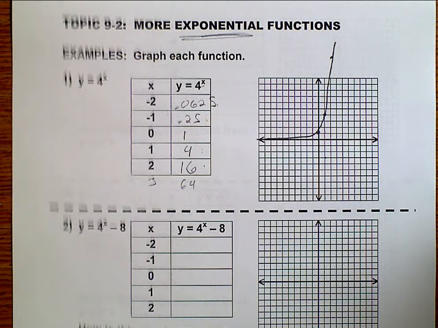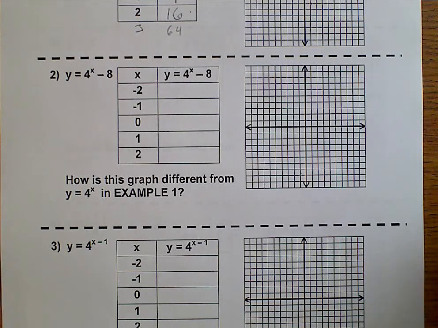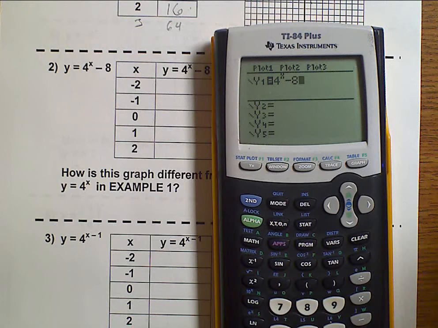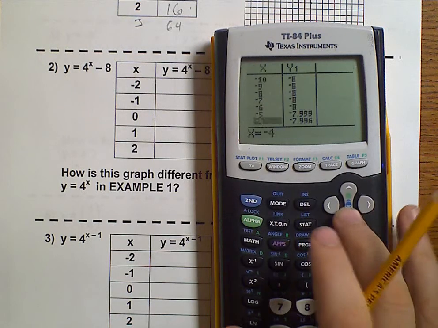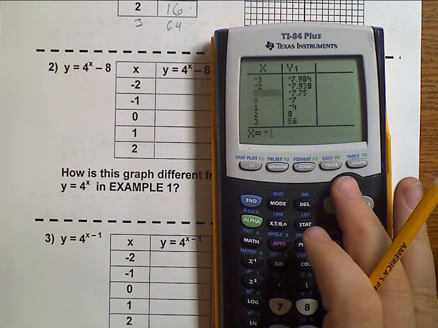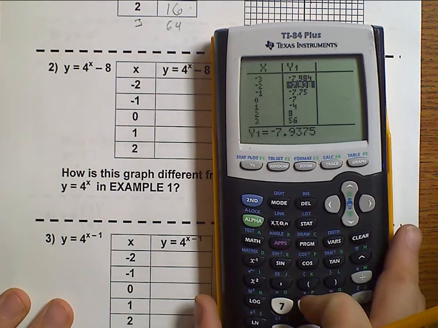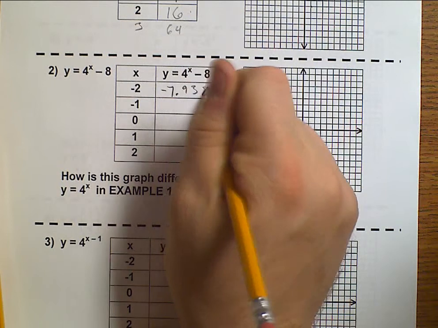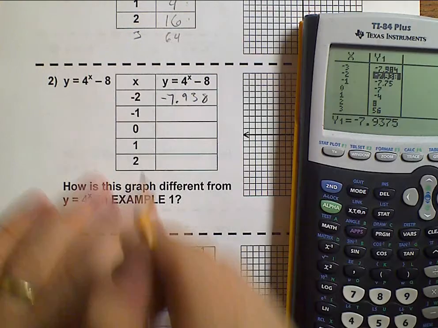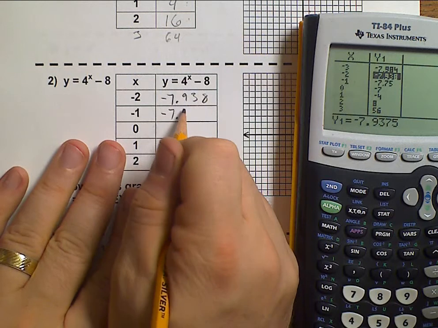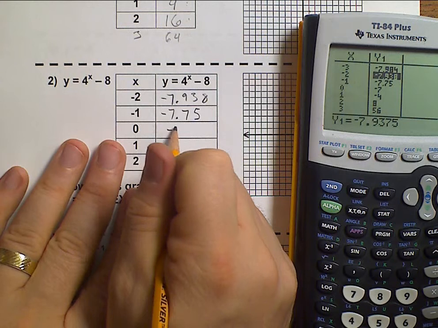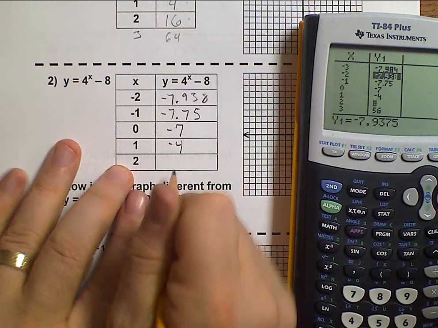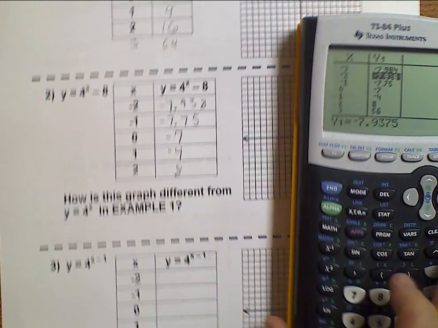Let's go ahead and talk about number 2. Here, we've got pretty much the same thing, but they've got minus 8. So we go to our table, and let's look at what happens. Well, negative 2 is at negative 7.938. Negative 1 is at negative 7.75. 0 is at negative 7. 1 is at negative 4. And 2 is at 8. Let's go ahead and plot this.